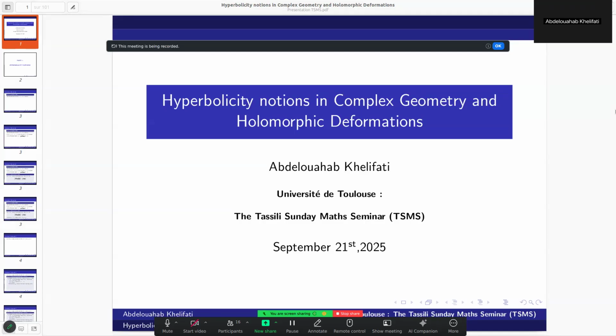As you can see in my title here, we'll speak about two parts. In the first part, I will try to talk about hyperbolicity notions in complex geometry, like perspectives and how to view hyperbolicity in a complex setting, and the different notions that can be defined this way. And then I will try to talk about holomorphic deformations, which is my main interest in this subject for my PhD thesis.